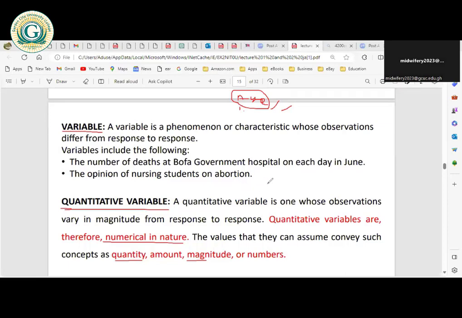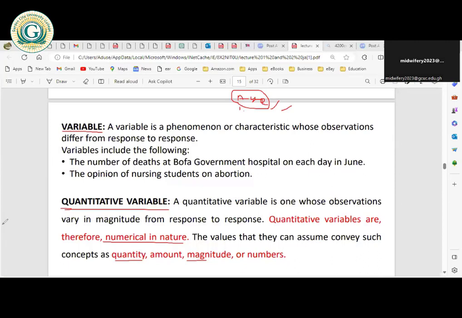Another variable is your weight. Your weight, you can get it as a number. Your height, you can get it as a number. Hemoglobin level, you can get it as a number. Your pulse rate as a number. The blood pressure, you can get it as a number. Glucose level as a number. So all these things are quantitative variables.